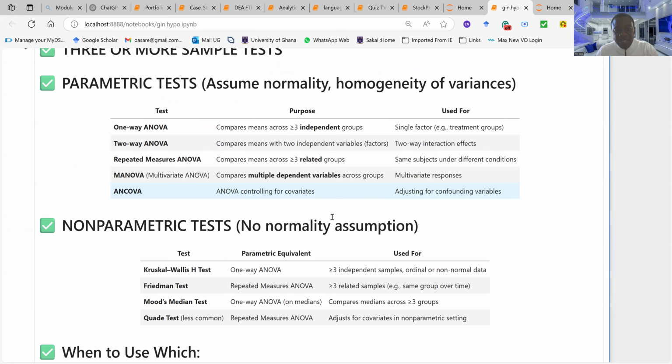And of course, their non-parametric analogs are the ones below. The most popular, important ones of all these are these 4: the parametric 2 and the non-parametric 2.